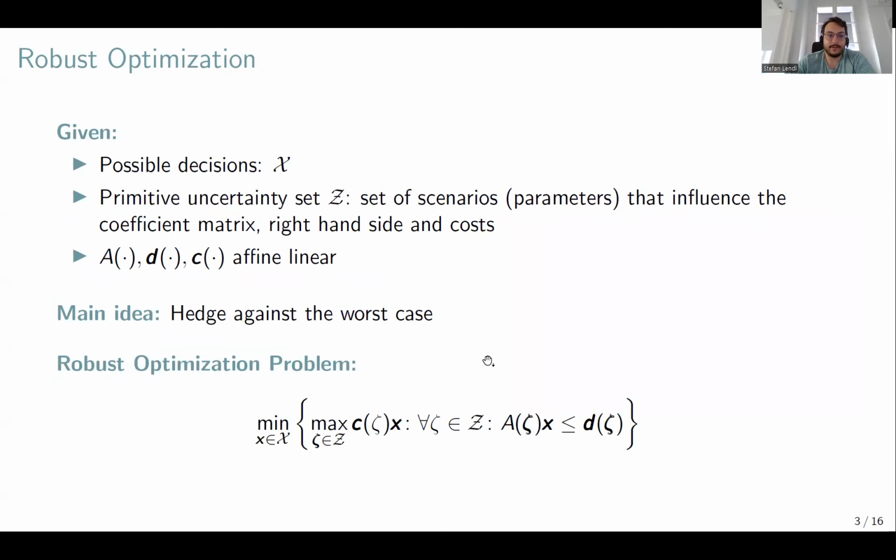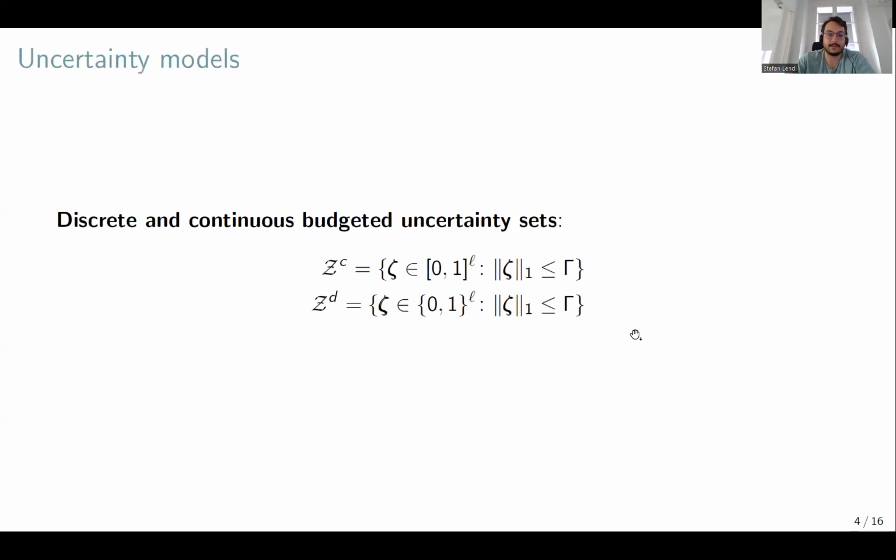So let's get started. We all here know what classic robust optimization is. You have a set of possible decisions, which we model by X, then some uncertainty sets, and I will be looking at primitive uncertainty sets, which model the set of parameters, the scenarios that influence the different parts of our problem. In the general version, you can write it like that. Everyone here basically knows that, and we hedge against the worst case.